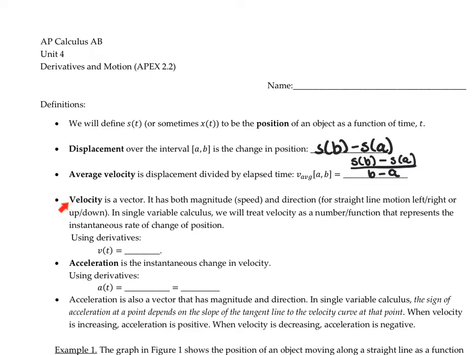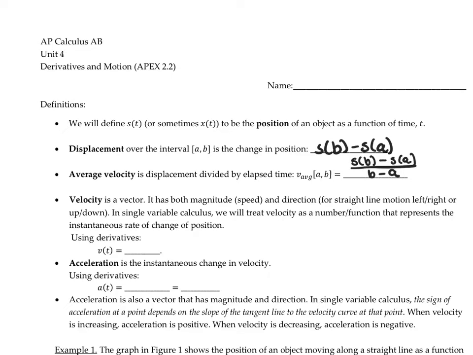Velocity or instantaneous velocity is something slightly different. The first thing is from a physics perspective, velocity is actually a vector. Vectors have both magnitude, in this case the magnitude of velocity is the speed, and direction. For our purposes for straight line motion, the direction is going to be left-right or up and down. In single variable calculus, we're just going to treat velocity as if it's a number that represents the instantaneous change of position. So it'll essentially be the speed, but with a sign to indicate whether the function is moving left versus right.